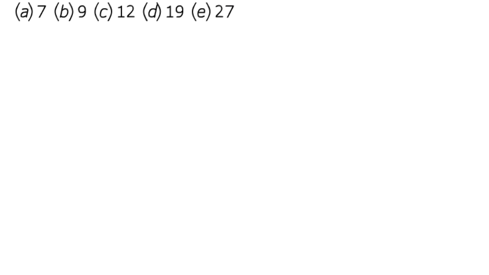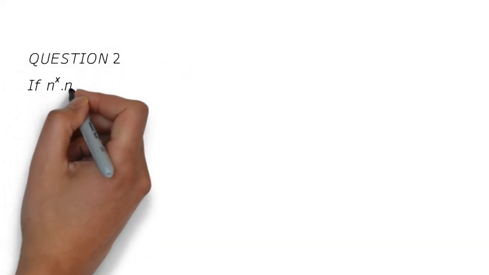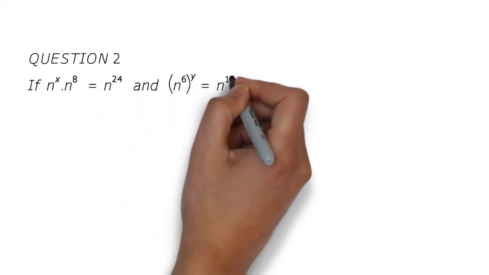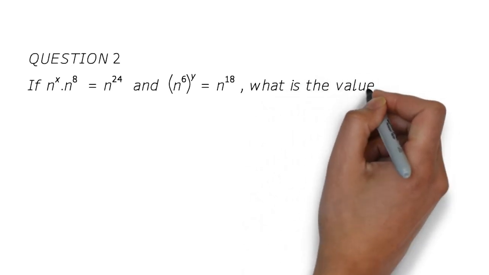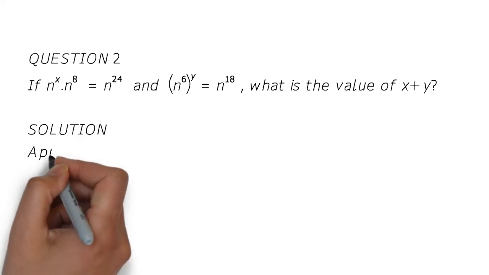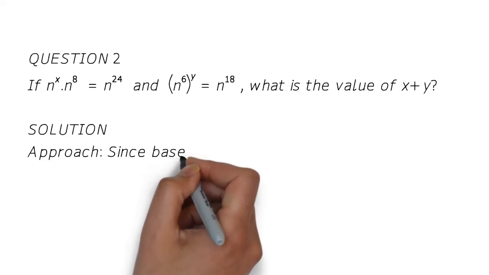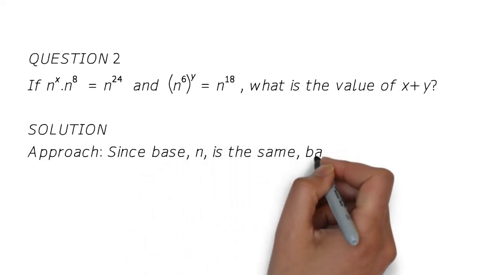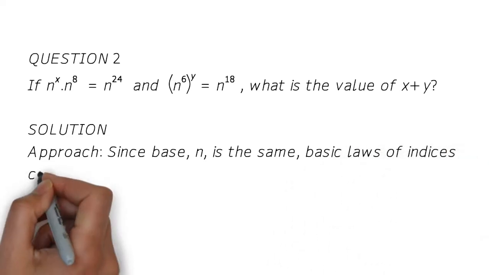This is slightly different from question 1. The difference in this question and question 1 is that in question 1, the bases are different. I mean, you have 3, 4, 5, 6. But in this case, you will observe clearly that they have the same base of n. So what do we do? Now, the approach is, since the base n is the same throughout the equation, basic laws of indices can apply.